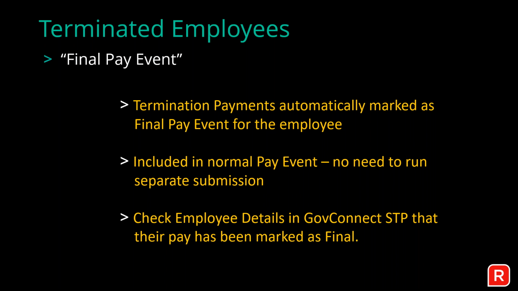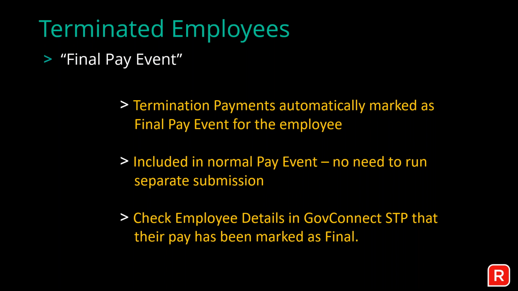They're just automatically marked and included with your normal pay events. So you won't actually be able to see that an employee there is different to the others until you get into GovConnect STP and choose to look at the details of that pay run. And then you will see that that employee's record has been marked as a final pay event.